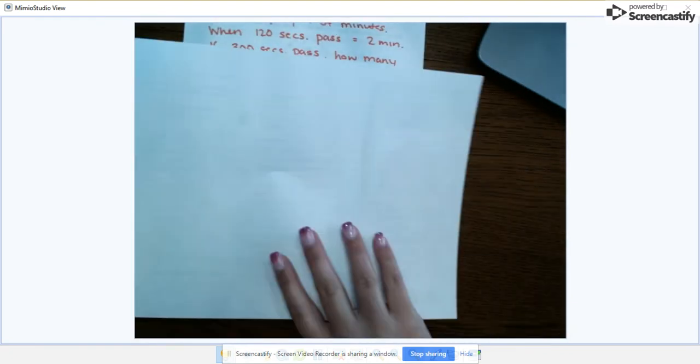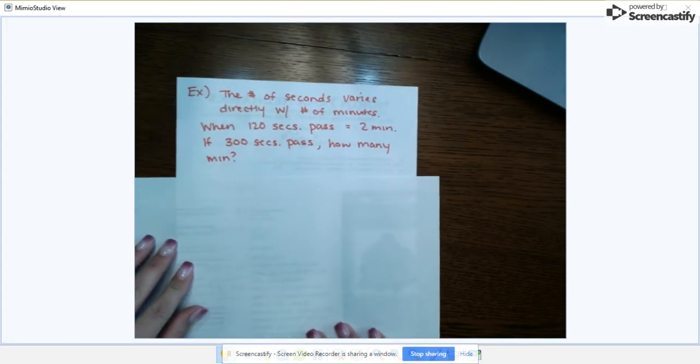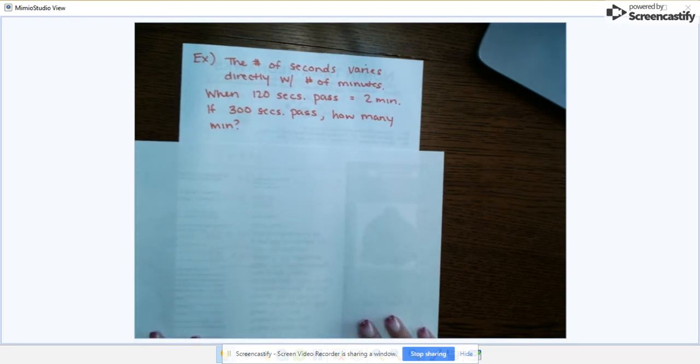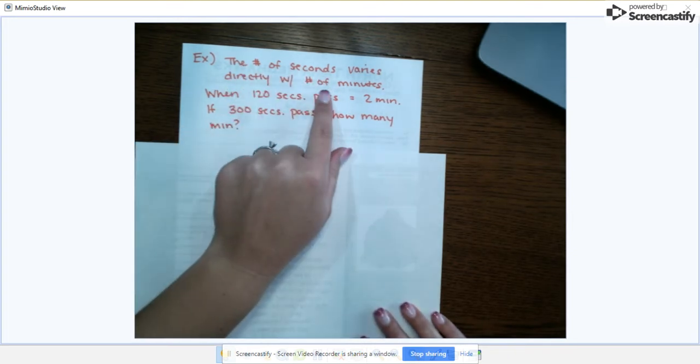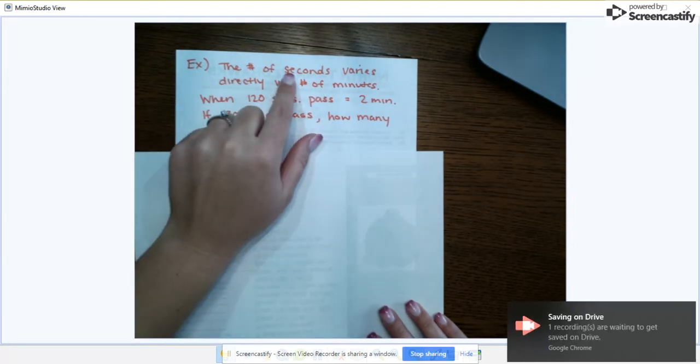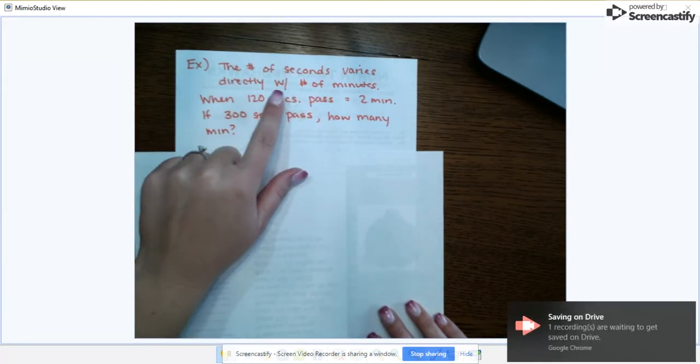So here's an example. The number of seconds varies directly with the number of minutes, which makes sense. If we have 120 seconds, that means we have had 2 minutes go by. And we're asked if we have 300 seconds pass, how many minutes does that come down to? So we're going to write an equation. This first sentence is huge because that is what allows us to write our math sentence. So seconds varies directly with minutes.